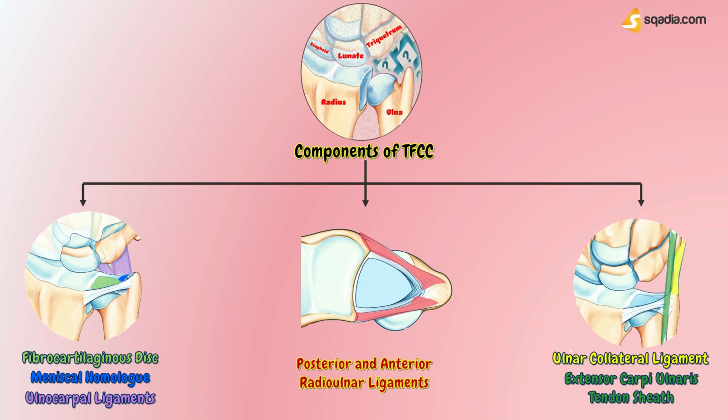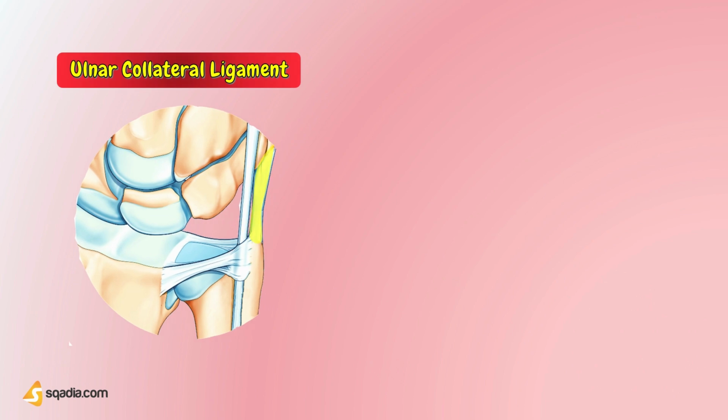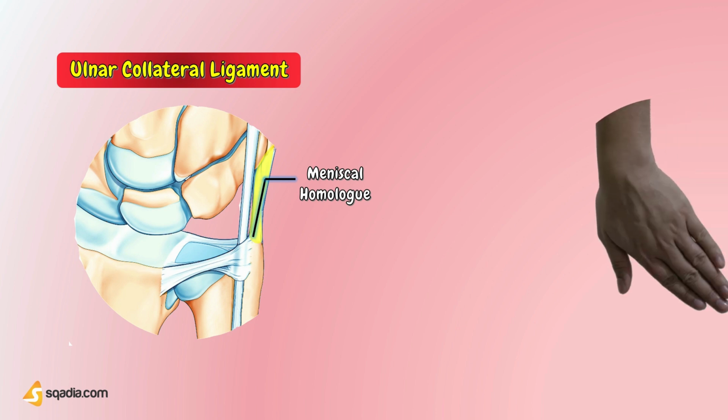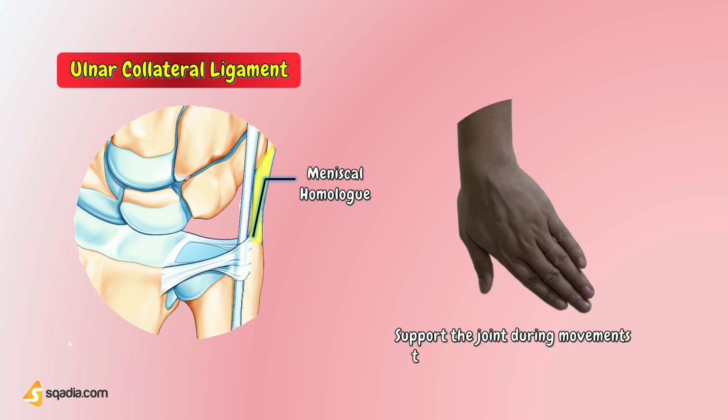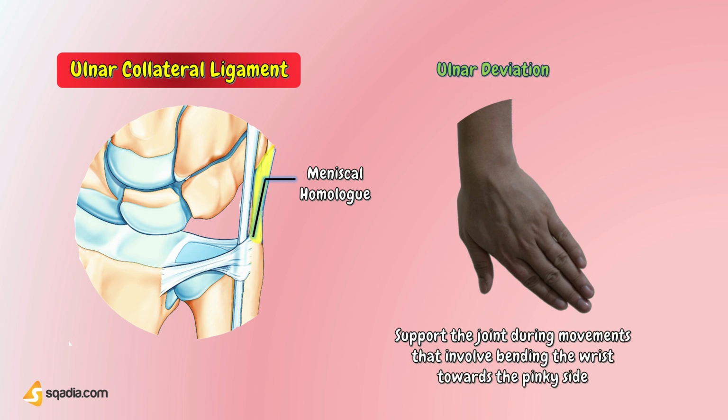On the medial side, the ulnar collateral ligament is found. The ulnar collateral ligament is superficial to the meniscal homologue and of limited importance. It is intimately attached to the articular disc. This ligament is located on the inner side of the wrist and helps to support the joint during movements that involve bending the wrist towards the pinky side.